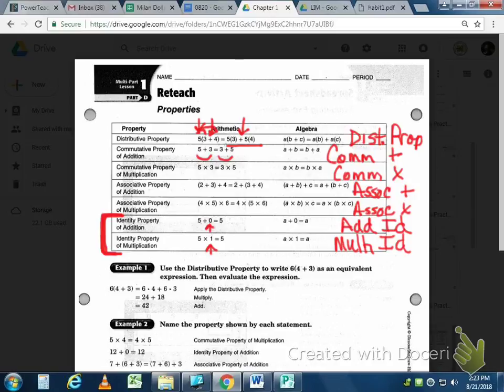All right, I know that's a lot of information, but you have seen some of those before, I realize. Have you seen distributive property before? Is that one new?